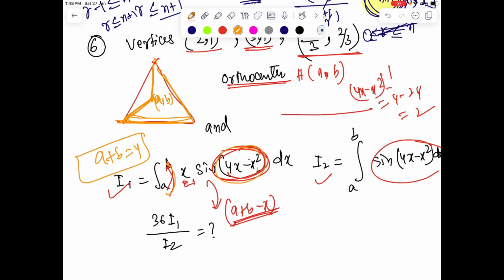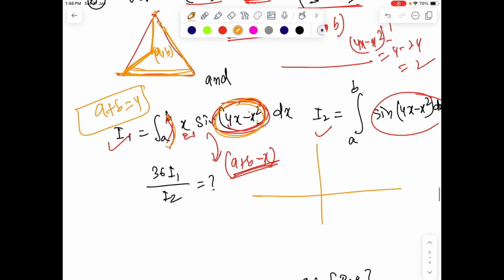Because if x is replaced by 4 minus x, this quantity will not change, right? So that hint was evident from this. If someone were smart, he would have done this: directly use King's rule in I1 and then add it with I2, and we are done with the problem.